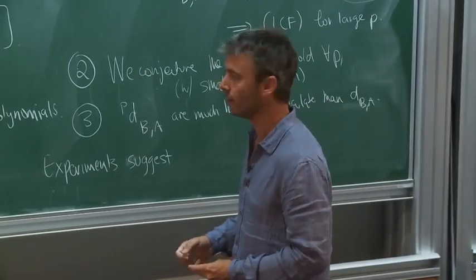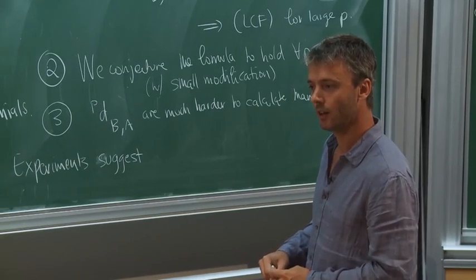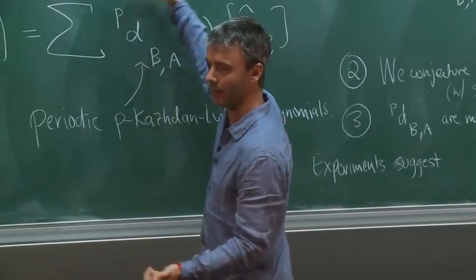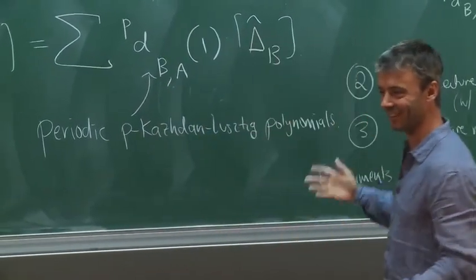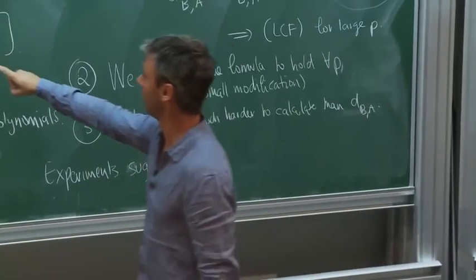Is there a quantum analog? Yes, for the quantum group you just universally ignore the p and it seems to be fine. That's also a theorem. Again with one, always with one.